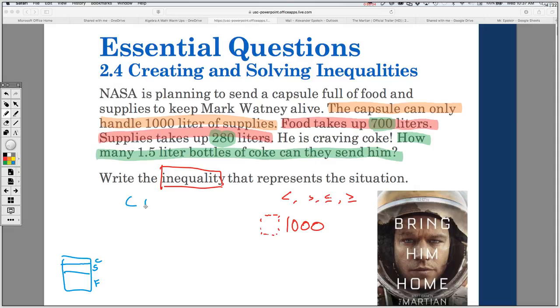Okay. So you have C. All right. So what's your supplies? Your supplies are going to be 280. So I'm just looking here. I know S is equal to 280. I know F is equal to 700. And I know the Coke. What do I know about Coke? That's the hard part because I can already tell it's going to be this. But what do I know about Coke?